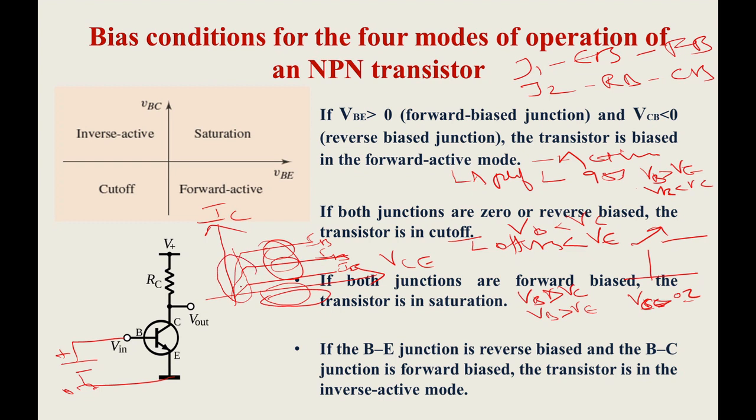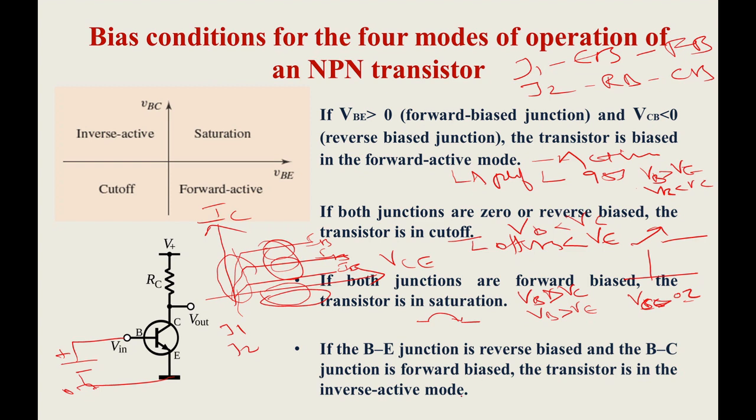In this region, both junctions, junction 1 and junction 2, will be forward biased. In that case, the collector-emitter voltage will be around 0.1 to 0.2. That is the range, and generally it will be in saturation. That is the linear region or saturation region. Okay, that is like a closed switch. So this is the thing you want to understand.